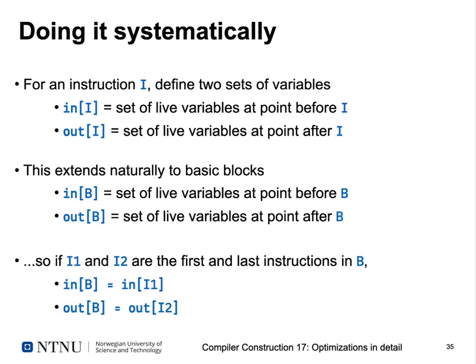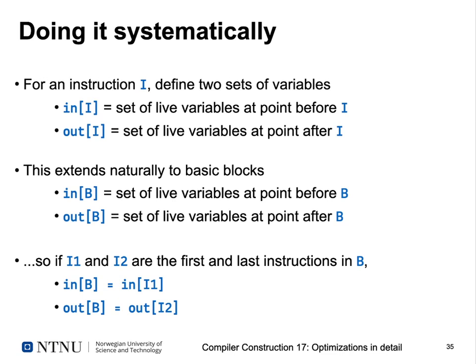And of course, like with all static analysis, we want to do this systematically because we want our compiler to be able to do this for us. So we do this by defining sets of variables here. For a given instruction I, we define two sets of variables. We define an inset of variables for an instruction I, which is the set of live variables at the program point before we enter our instruction I. And we also define an outset of our instruction I, which is the set of live variables at the point after we have executed our instruction I.